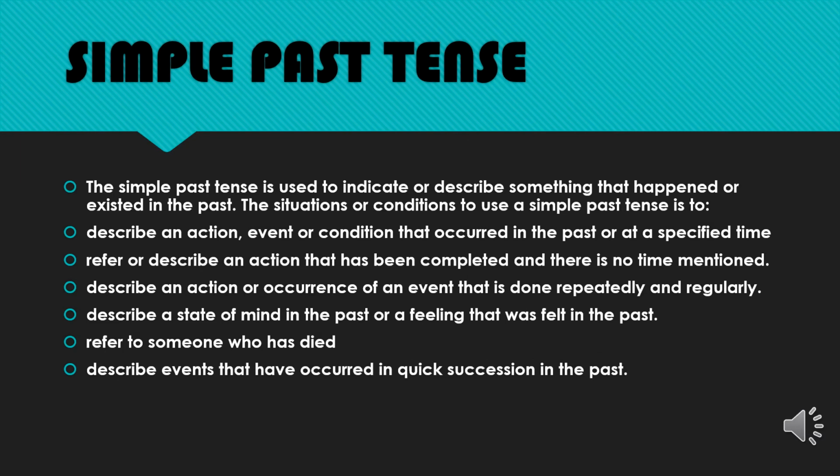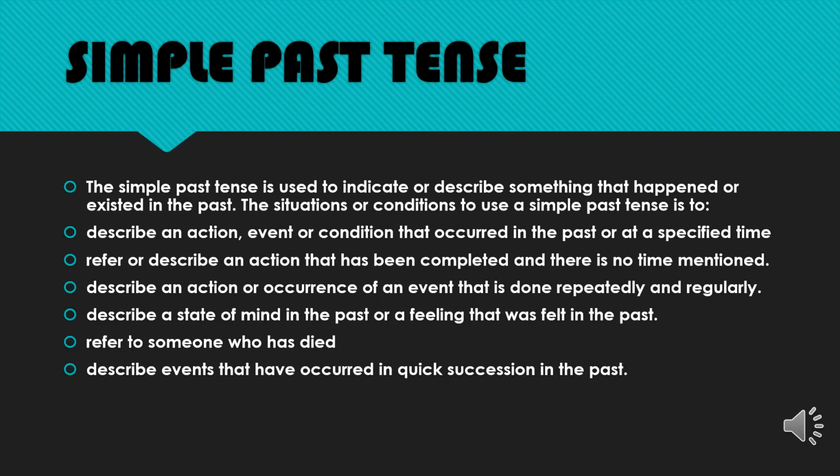Simple past tense. The simple past tense is used to indicate or describe something that happened or existed in the past. The situations to use a simple past tense are to describe an action, event or condition that occurred in the past or at a specific time. To refer or describe an action that has been completed and there is no time mentioned.